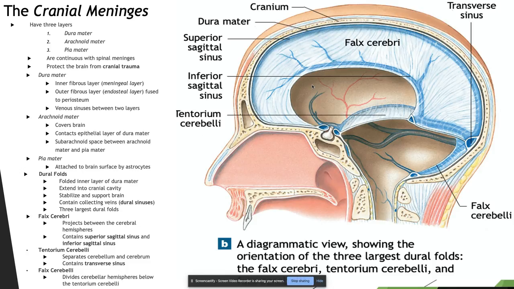So the tentorium cerebelli protects the cerebellum, separates the cerebral hemispheres from the cerebellum, and extends across the cranium at right angles to the falx cerebri. The transverse sinus lies within the tentorium cerebelli. The falx cerebelli divides the two cerebellar hemispheres along the mid-sagittal line inferior to the tentorium cerebelli.